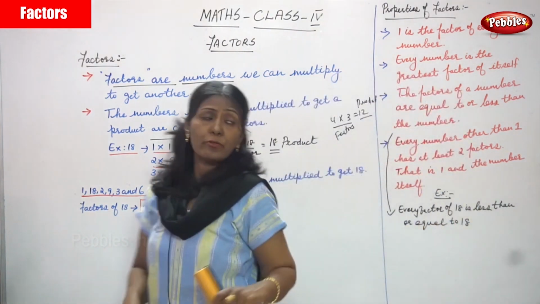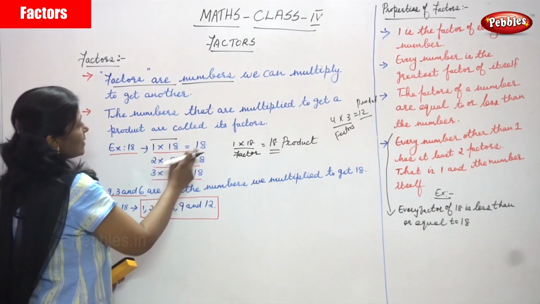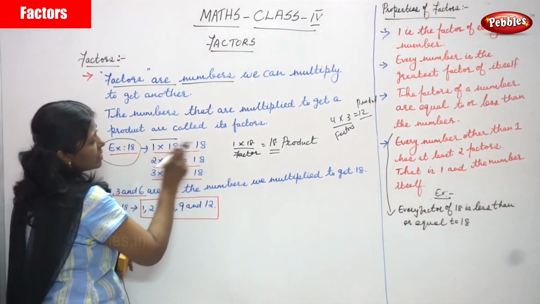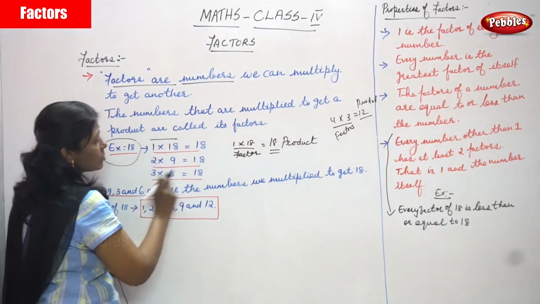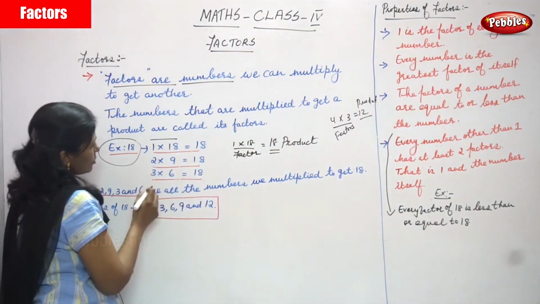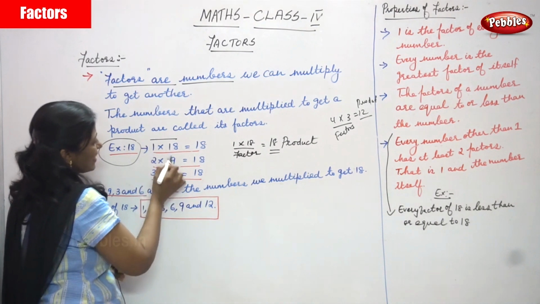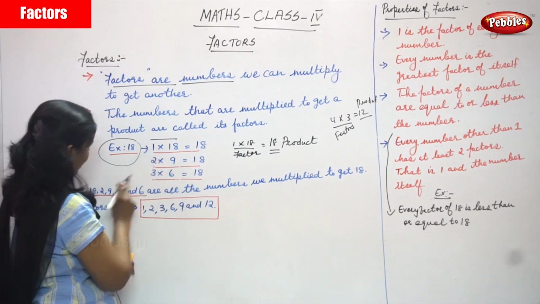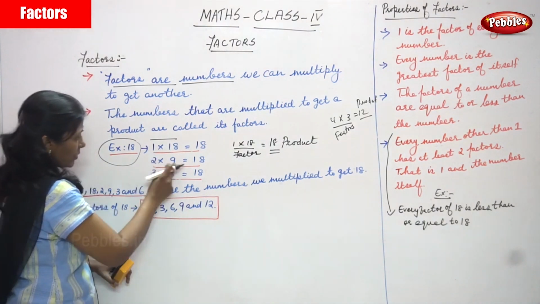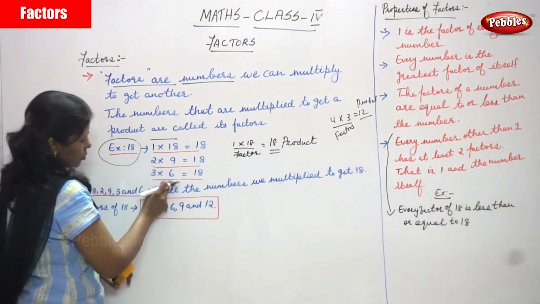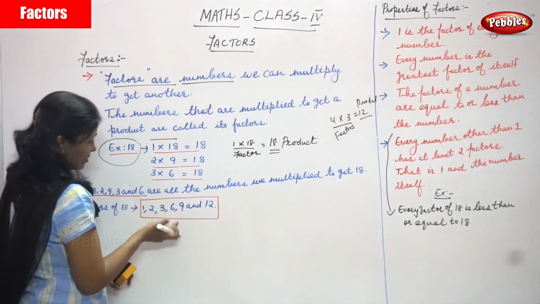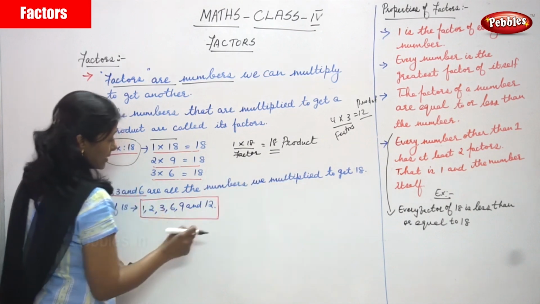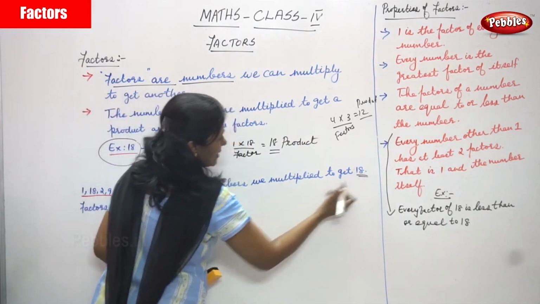Next, we are going to see 1 into 18 is equal to 18, 2 into 9 is equal to 18, 3 into 6 is equal to 18, because the example I have taken is 18. So we have to see the numbers 1, 2, 3, 6, 9, 18. That is 1 comma 18, 2 comma 9, 3 comma 6, the numbers we multiply to get 18. This 18 is a product.